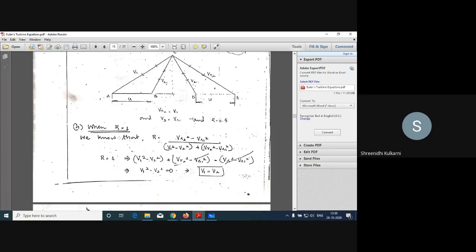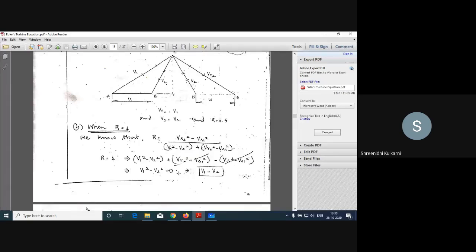When R is equal to 1, the degree of reaction is 100%. So what conditions will we get? Once again, I will use the degree of reaction equation. What is R? R is equal to 1, so I will substitute R equal to 1 here.